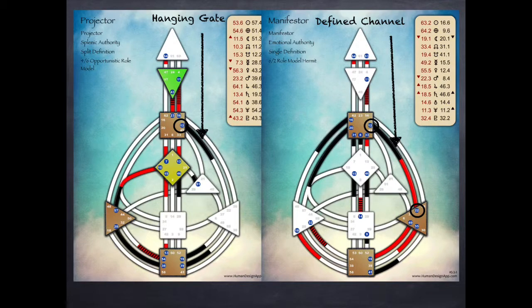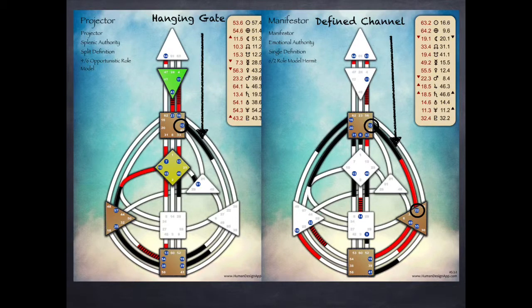similar. But if you take a closer look, you'll see that a manifestor has what's called a motorized throat and a projector doesn't. So if you look at the image of the projector, you'll notice that they have a defined root, which means that's a motor defined, but that there's no actual complete channels that go directly to the throat. A channel is made up of 2 gates. When you don't have a complete channel, you have what's called a hanging gate.